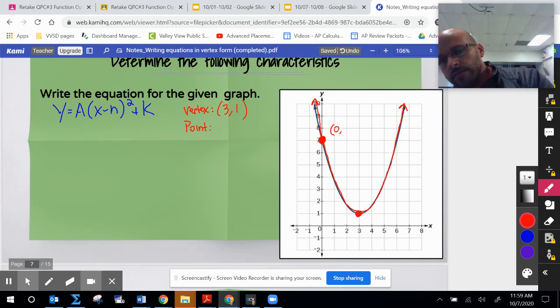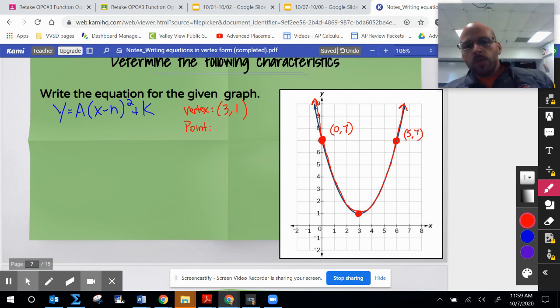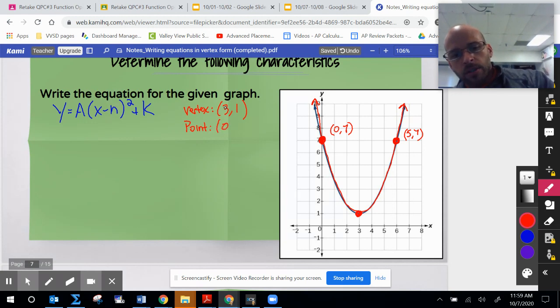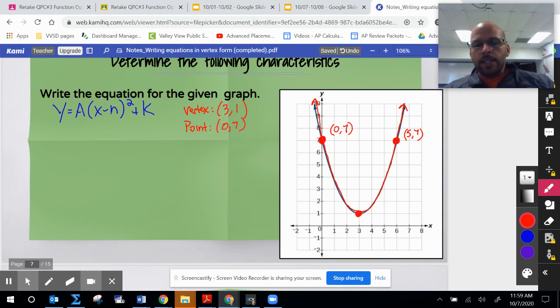Now another, hold on, I'll get my pen to write here. Another value that you could use if you wanted to is over here. This hits the grid mark really nicely as well. This is at (5, 7). You could use either one of those points. Okay, it doesn't matter which one you pick. I'm going to pick the y-intercept here, (0, 7), just because it's easier to plug in zeros than anything else. So I need a vertex and a point to write this equation.